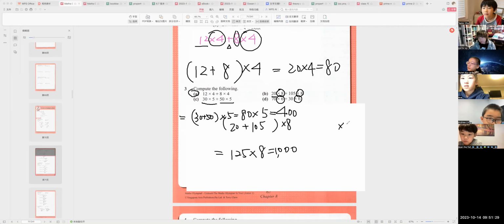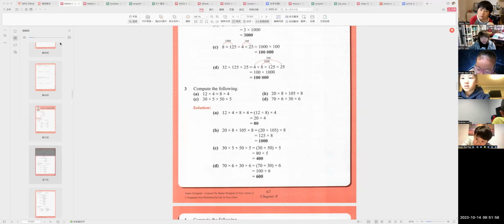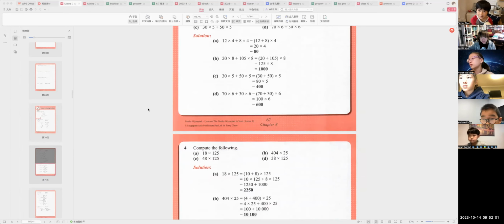So you just write times 6, right? Okay, so what's in the bracket? There's 70 and 30. 70 plus 30 equals what? 100. So 100 times 6 equals what? 100 times 6 equals 600. Get it? So it's 1 times 6 equals 6, so 600. Very good.